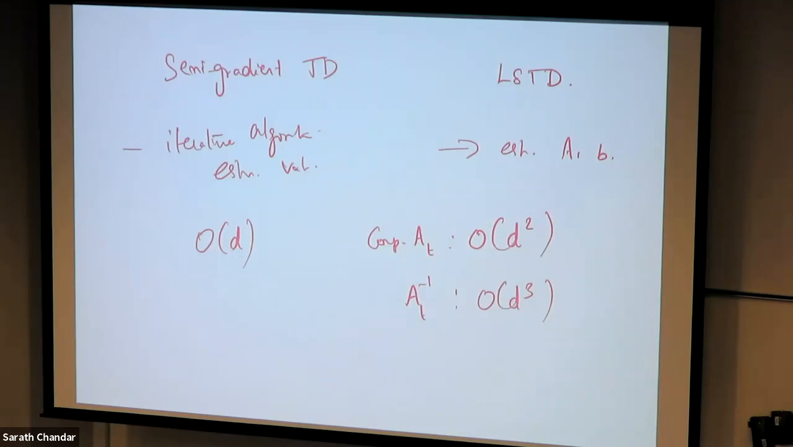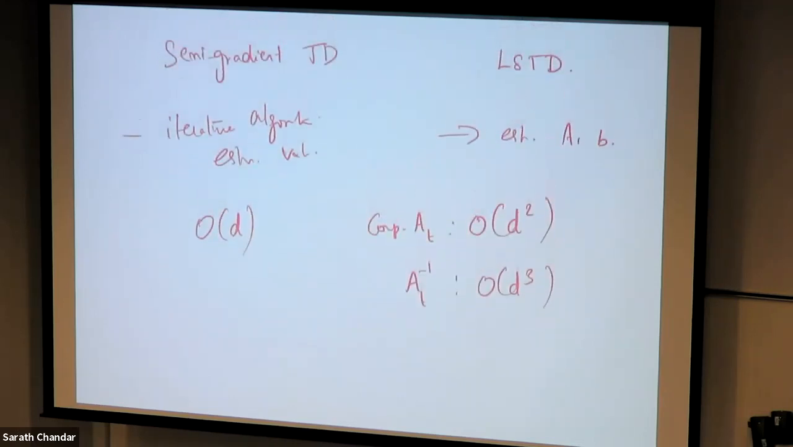Is order D correct? Because I think you need to also take into account how many times you're updating. Yeah, that's what I was about to come to. This is per-step computational complexity. In the case of gradient TD, you have to run it for a long time. On the other hand, LSTD is going to converge much faster. So you do more computation per time step, but then you converge faster.